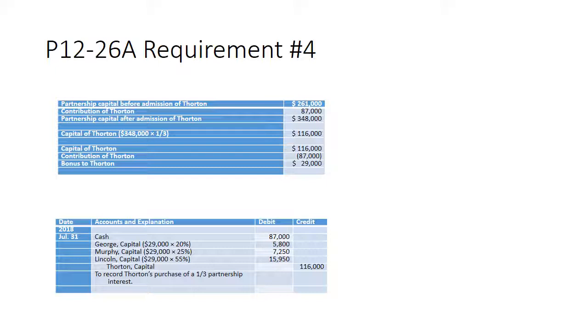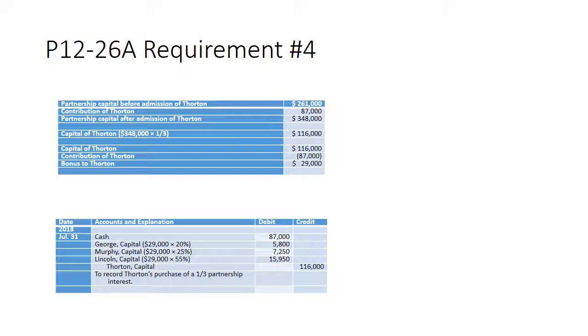Well, maybe the old partners really want Thornton in their business. He's going to do wonderful things for their company, make them a lot of money. So what they basically say is, we'll give him some of our capital balance to get him into our partnership. So the day he's admitted, they debit cash for the amount Thornton gave, $87,000, credit his capital account $116,000, and then decrease their respective capital accounts by their current profit and loss percentages.